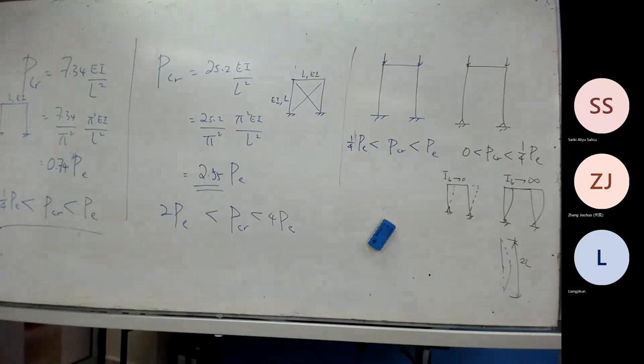Okay, if you get the longest one higher than this, then you have magic. This is something magic. This is not the normal one. So for the longest one, common sense says the critical load should be the lowest compared with this. If you get the highest compared with this, then this is magic. This is a magic rod, okay?